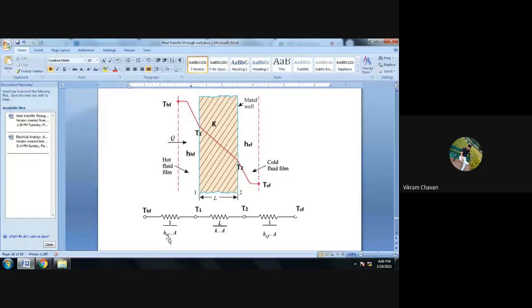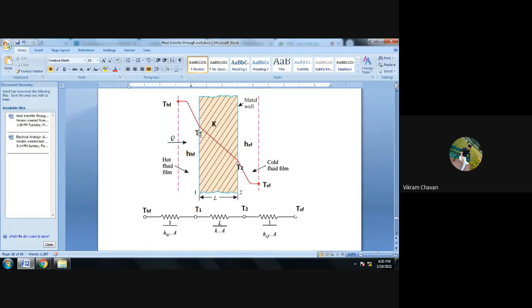Electric analogy circuit for this particular diagram. So show the appropriate temperature. So first, heat is transferring from hot fluid to the wall surface. So that mode of heat transfer is convection, and the resistance for this heat transfer will be equal to 1 divided by h suffix HF multiplied by area. Okay, then T1 is the wall surface temperature on hot fluid side.